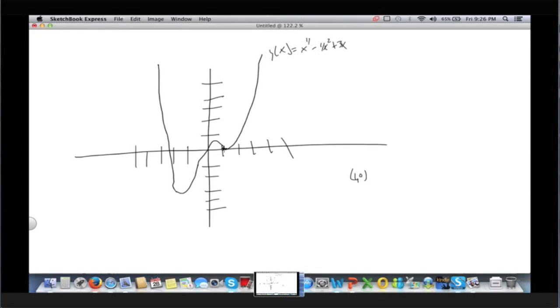I just thought the tangent line wasn't supposed to touch the graph. Well, the tangent line will just skim the graph at 1, 0. It can cross the graph at other places. Okay.